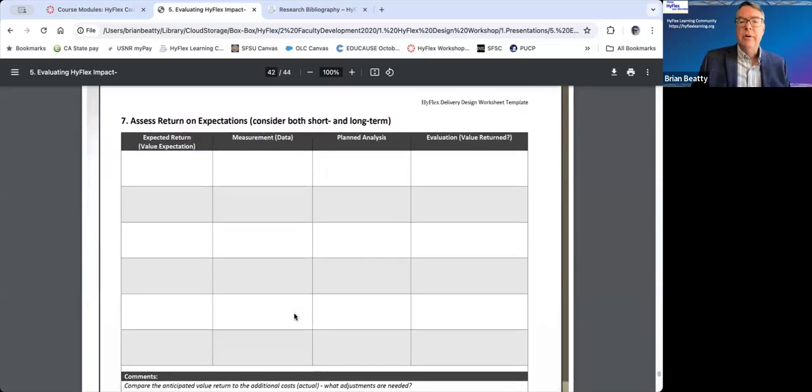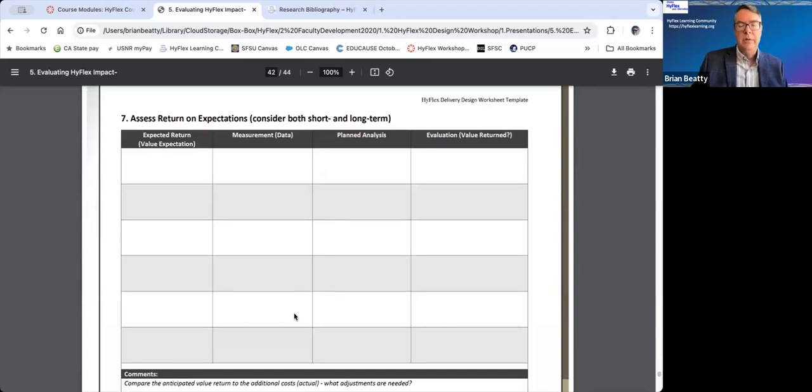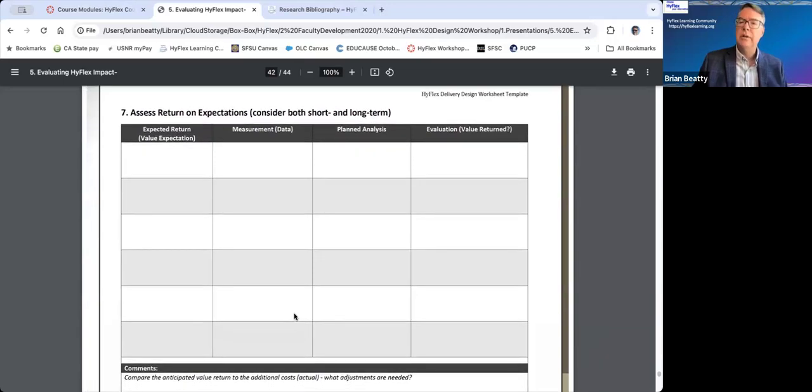There is another worksheet for you in the workshop module 5, as well as in the book. It talks about assessing the return on expectations. You can call it ROI if you want. It's probably more like a return on expectations. So what are your expectations? Why would you do this in the first place? Or why have you chosen to do this? What value did you expect to receive?